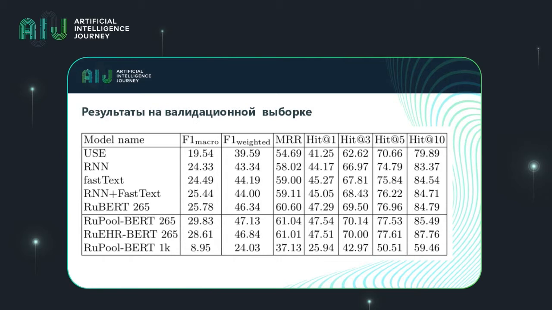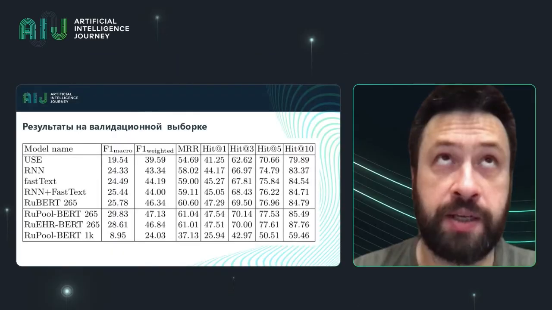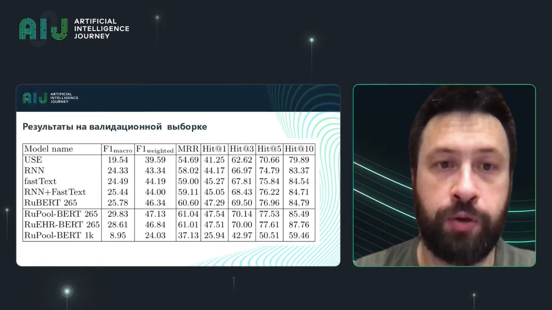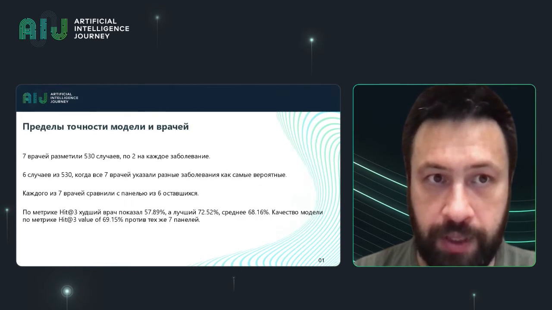And we've prepared a number of models and analyzed. So BERT 265, the second row from the bottom, was good enough, but the last one was not good enough for the practical usage. Hit 3 was around 70%. So in 70% of cases we had the real diagnosis among the top 3 predictions by our model.